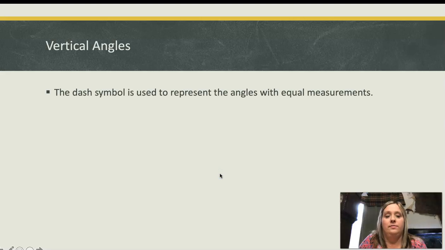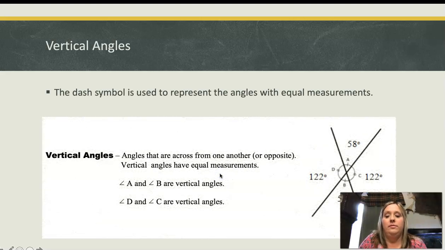Vertical angles. The dash symbol here represents equal measurement. So I'm talking about this little symbol. If you have one dash, these are equivalent. These two dashes mean that these two are equivalent. So angles that are across from each other, vertical angles, have equal measurement. So A and B are vertical, and D and C, and they have equal measurement.